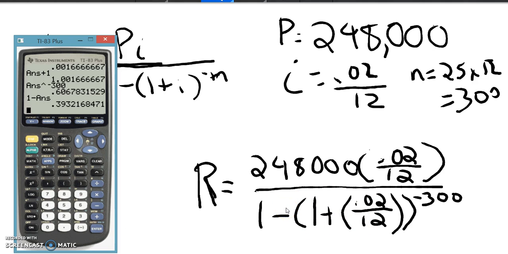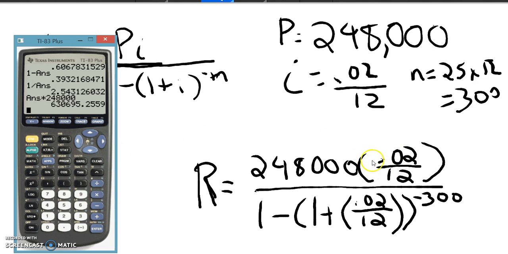Now I need it in the denominator, so the way I'm going to do that is take 1 and divide it by that answer. And I'll show you why I'm doing that in just a second. So I'm going to say 1 divided by the 0.393 and such. So that gives me the bottom stuff here. Now I'm going to multiply that by these numbers up here. So first I'm going to multiply that by 248,000. That gives me that number right there.